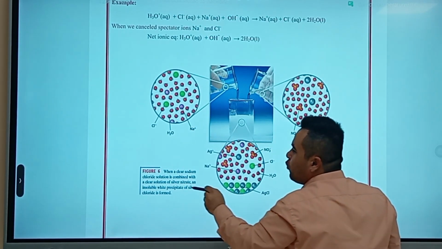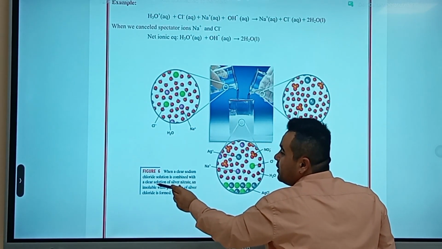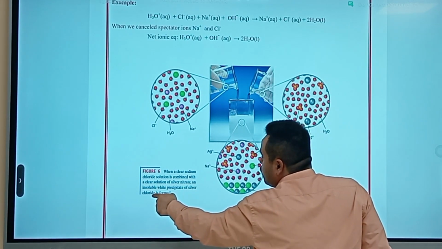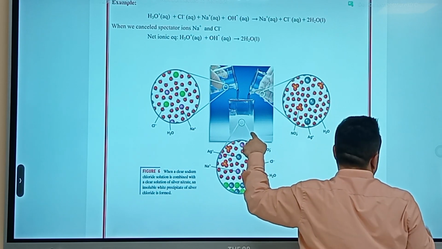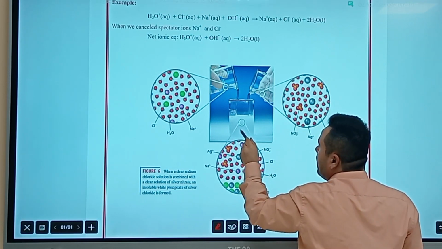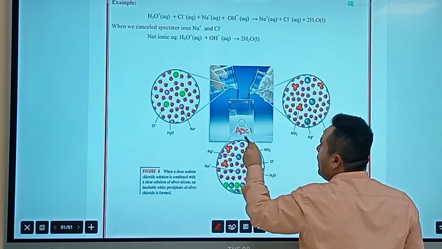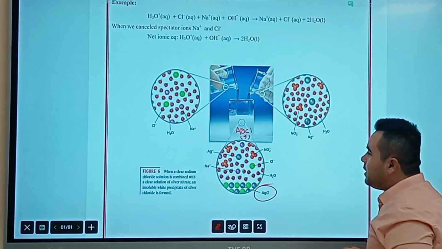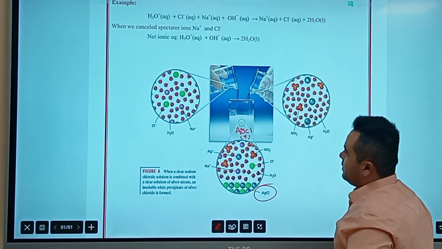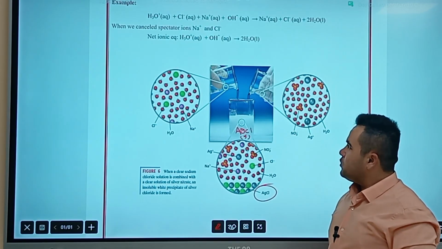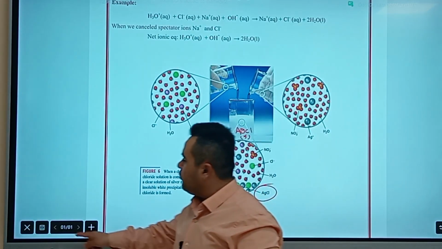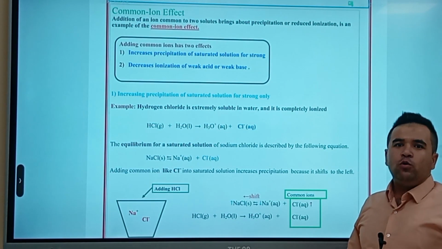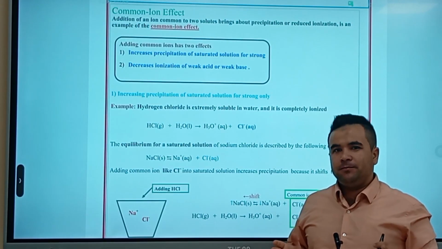When clear sodium chloride solution is combined with a clear silver nitrate, an insoluble white precipitate of silver chloride is formed. Here we have the precipitate of AgCl, which is white, and when the precipitate of AgCl forms at the bottom of the container, the reaction goes to completion. It has no tendency to be a reversible reaction. The last part in this section is about the common ion effect.